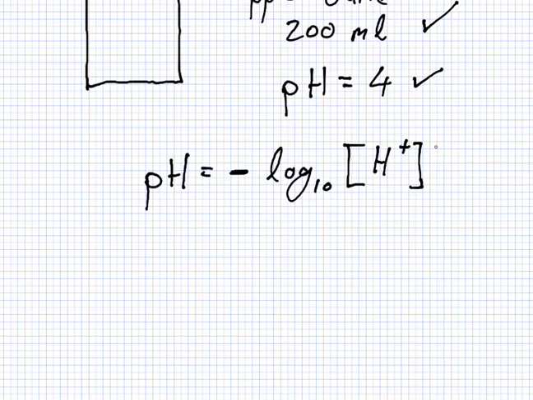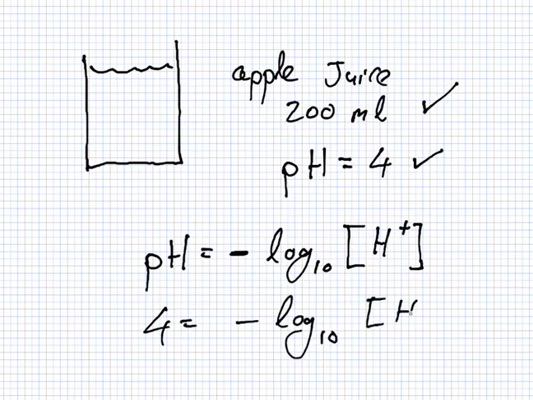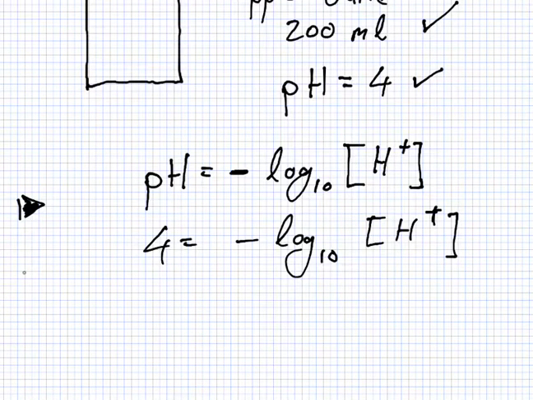So firstly, what do we know? We know that this here is 4 equals, minus log base 10 H plus. Now I'm looking for the H plus. So make it X, then? Yeah, you can make it like X. So 4 equals minus log base 10 of x.